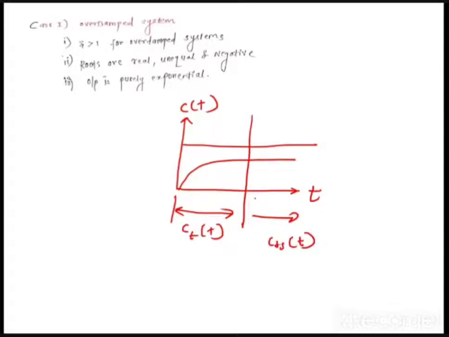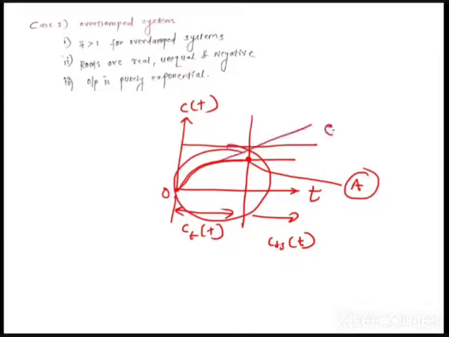Css of t is the steady state phase. You can see that the output is initially 0 and varies exponentially with respect to time till it reaches this point. Let us say this is point A. What is point A? The point where the output reaches the steady state phase. You can see that this nature is purely exponential. Why? Because the magnitude of damping is greater than 1, and since damping is greater than 1, the roots are real, unequal, and negative.